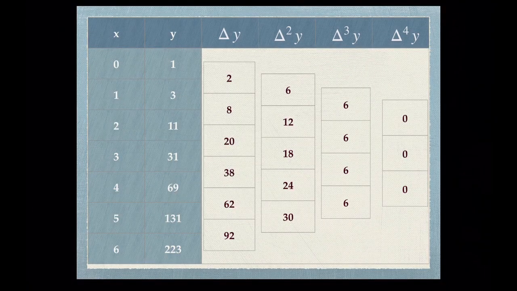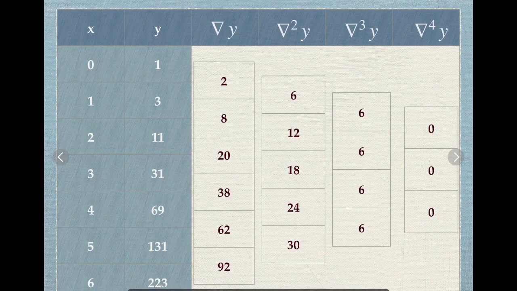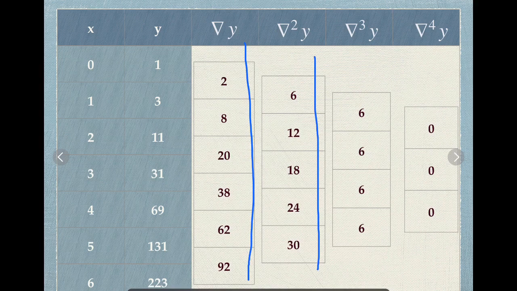Similarly, all these deltas will be replaced by del operators, the backward difference operator. The first column is the first backward difference, which is del y. The second column is the second backward difference, which is del square y, then del cube y, and del power 4 y.